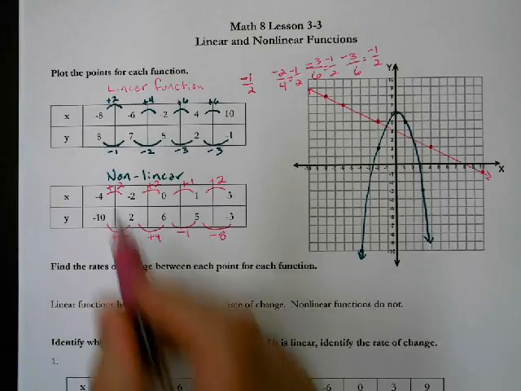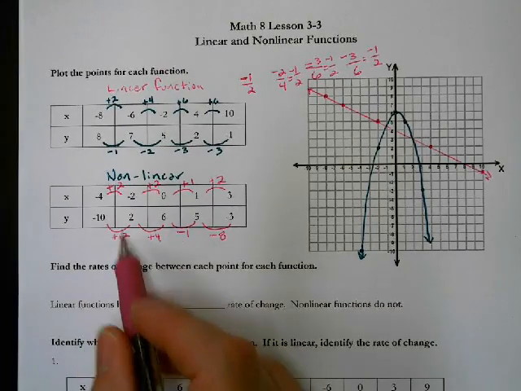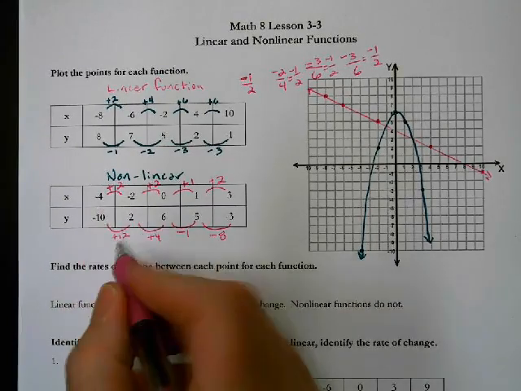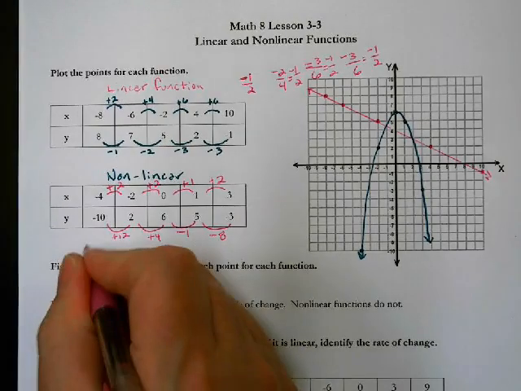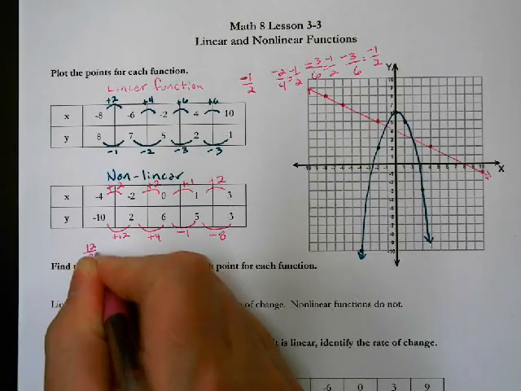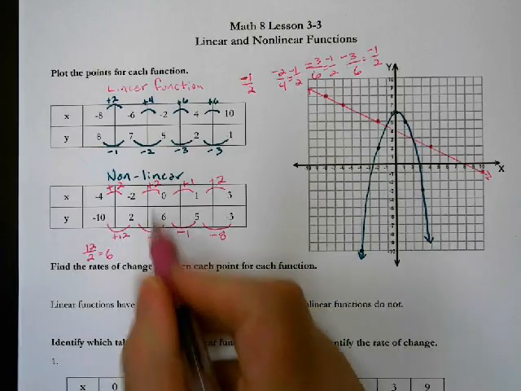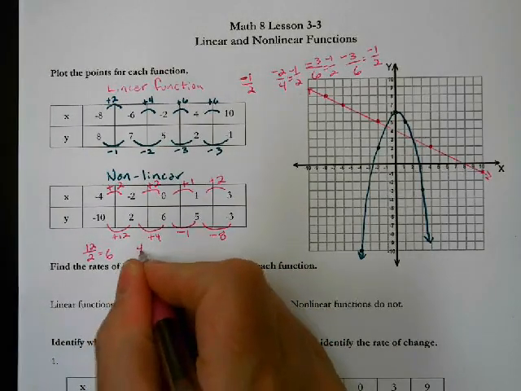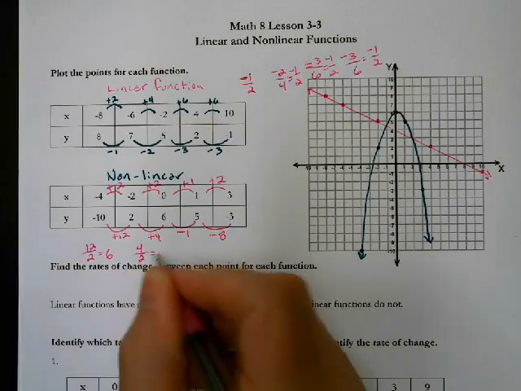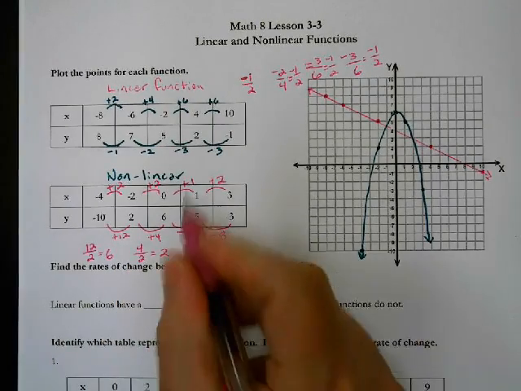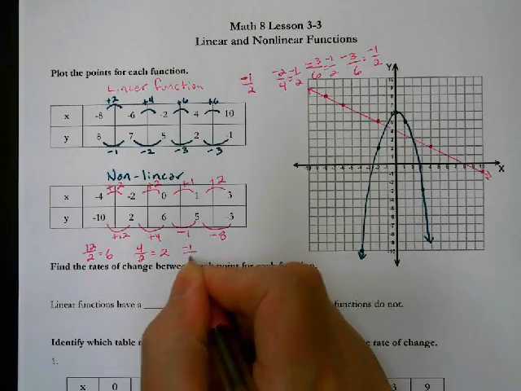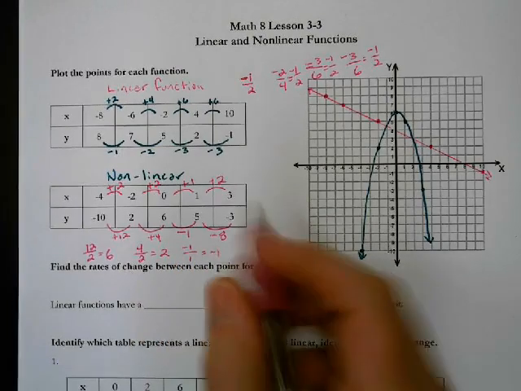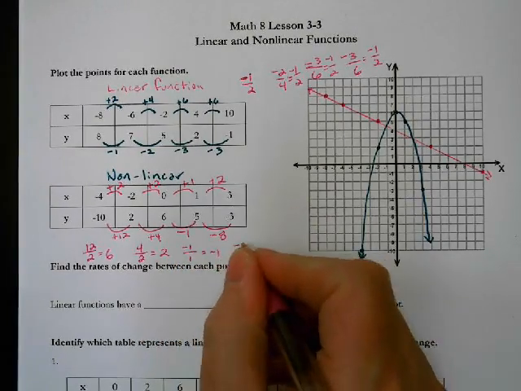So looking at my rates of change, between these 2 points, the change in y over the change in x is 12 over 2. That reduces to 6. Between these 2 points, it's 4 over 2. The rate of change is 2. From these 2 points, we get negative 1 over 1. That's negative 1. From these 2 points, we get negative 8 over 2.